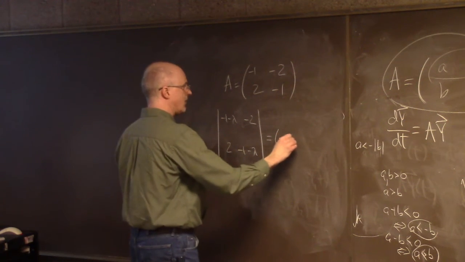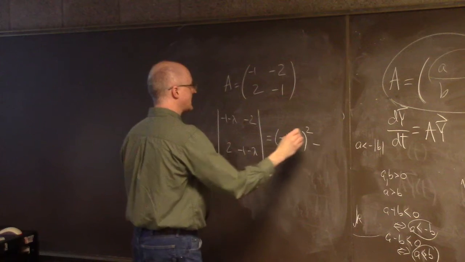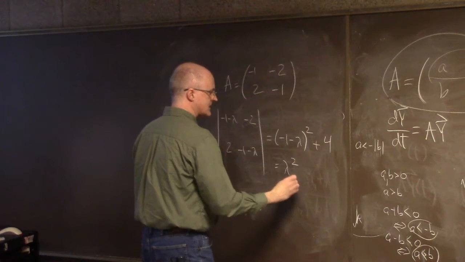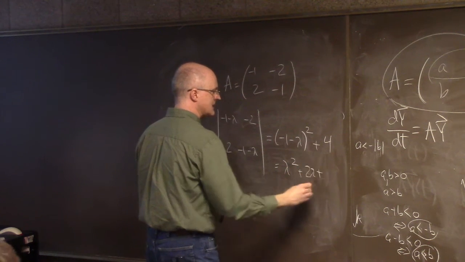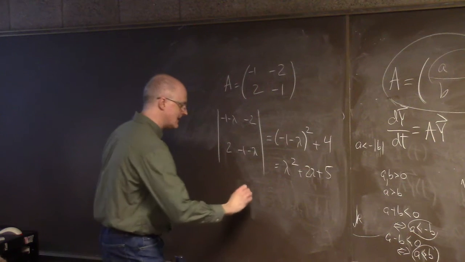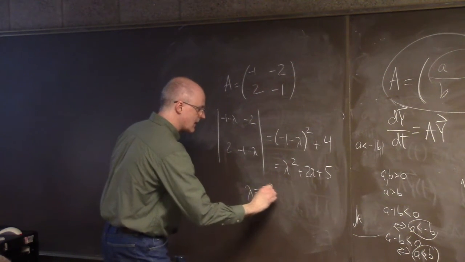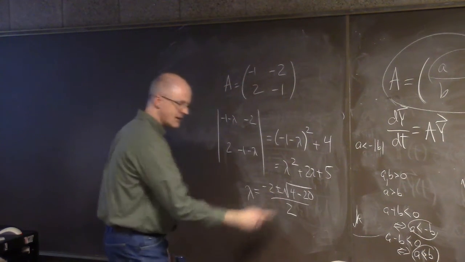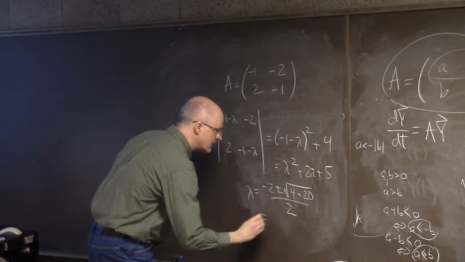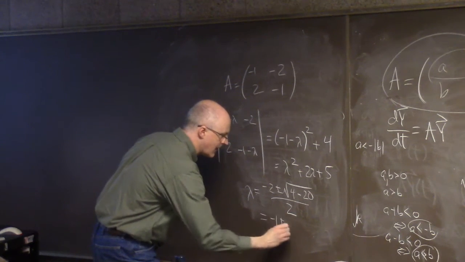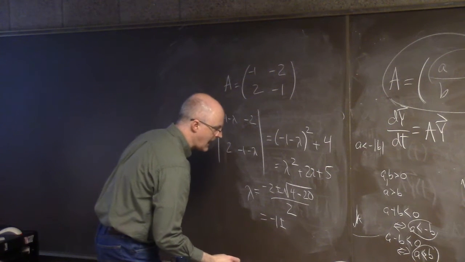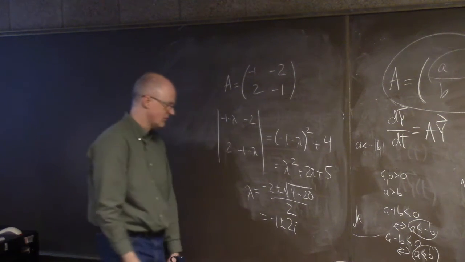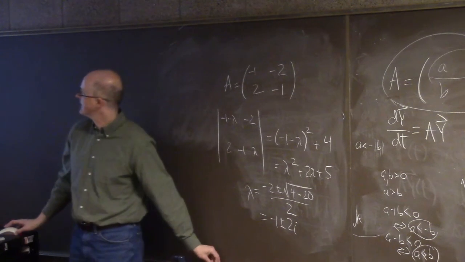So in this case, I get negative 1 minus lambda squared minus 2 times negative 2 will be plus 4. Lambda squared plus 2 lambda plus 1 plus 4 is this. Your eigenvalues are going to be negative 2 plus or minus square root of 4 minus 20 over 2. Square root of a negative number there. You're going to get the square root of negative 16. That'll be negative 4i. The 4 will cancel with the 2 to give you 2. Looks like negative 1 plus or minus 2i are the eigenvalues.